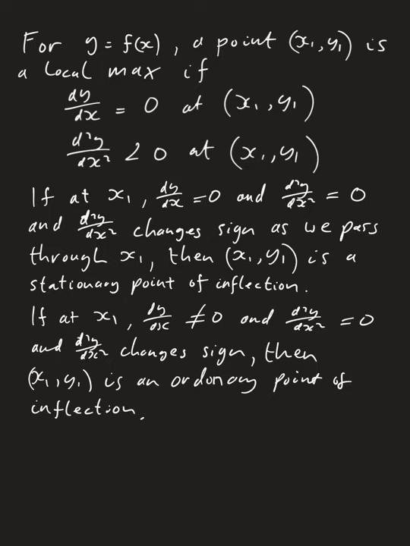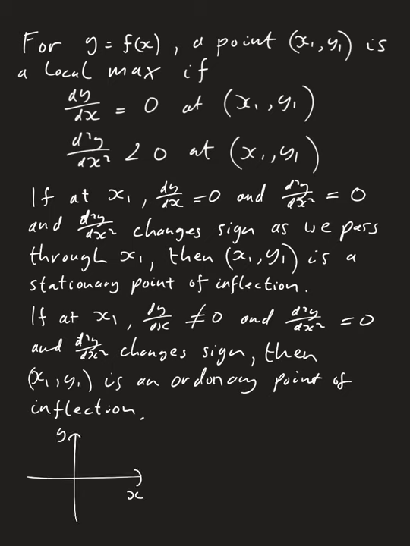If at our point x1, y1 we have a stationary point, but the second derivative is actually equal to 0, and the second derivative actually changes sign as we pass through x1, then we have what we call a stationary point of inflection. If we have the second derivative changing sign through x1, but it's not a stationary point, that's an ordinary point of inflection. So an ordinary point of inflection is somewhere where we change sign in the second derivative.